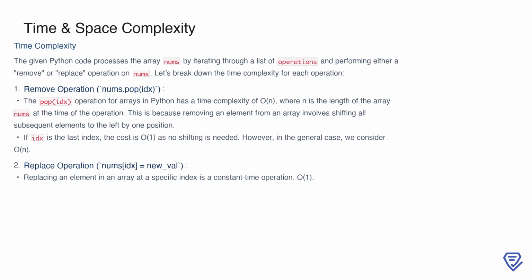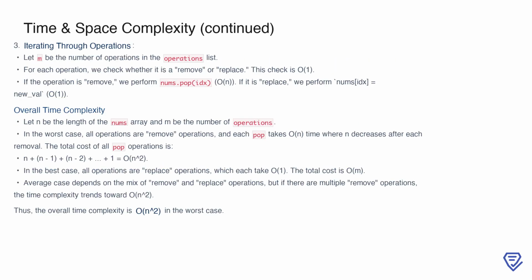On the other hand, the replace operation, nums[idx] = new_val, involves directly updating the value at a specific index. Since no elements are shifted or resized, this operation runs in constant time, O(1). Next, let's consider the complexity of iterating through the operations. If there are m operations in the operations list, we process each operation one by one.